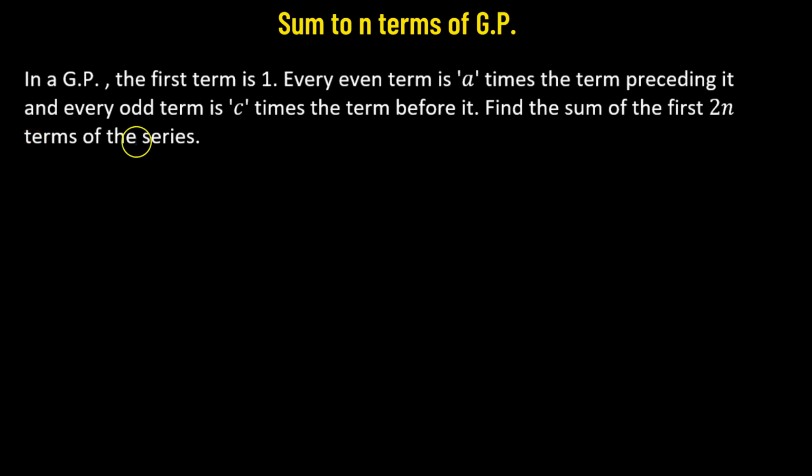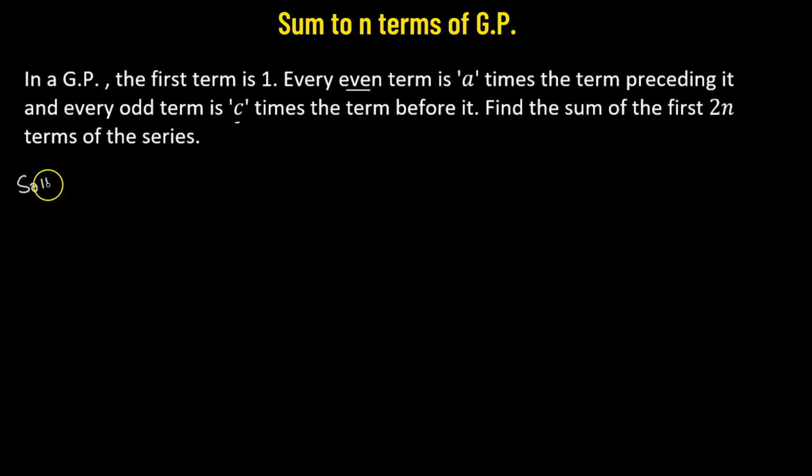So we have a geometric progression with the first term of 1. Here it's given that every even term is a times the previous term, and every odd term is c times the previous term. So we need to find the sum of the first 2n terms of the series.